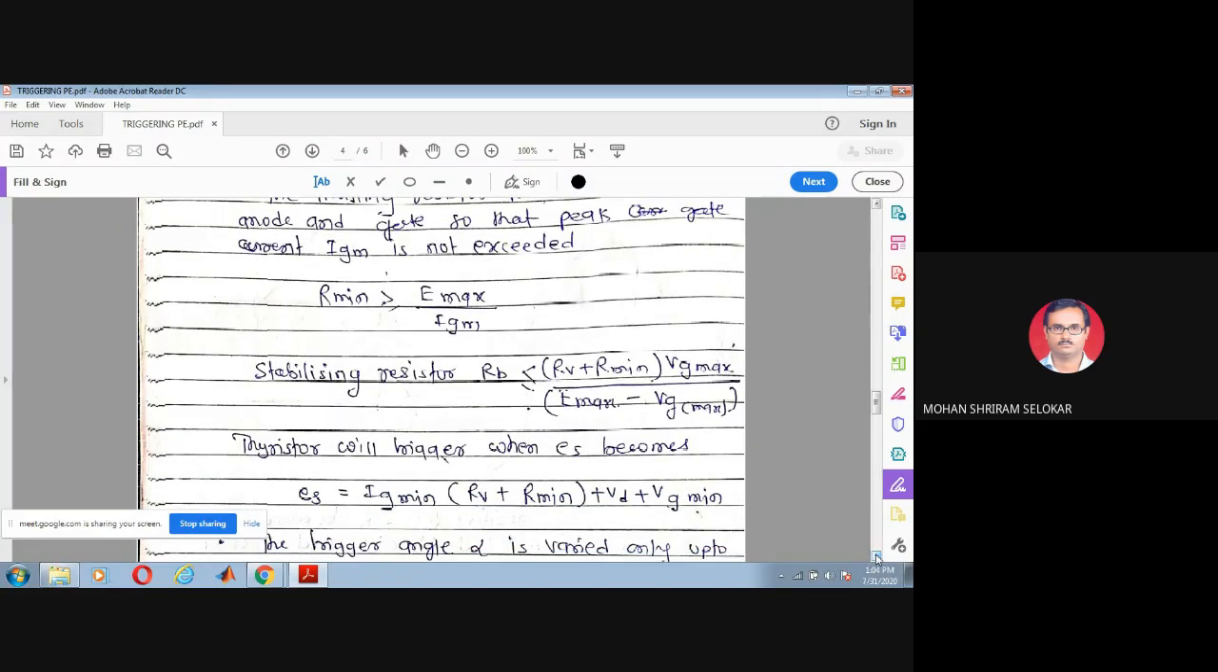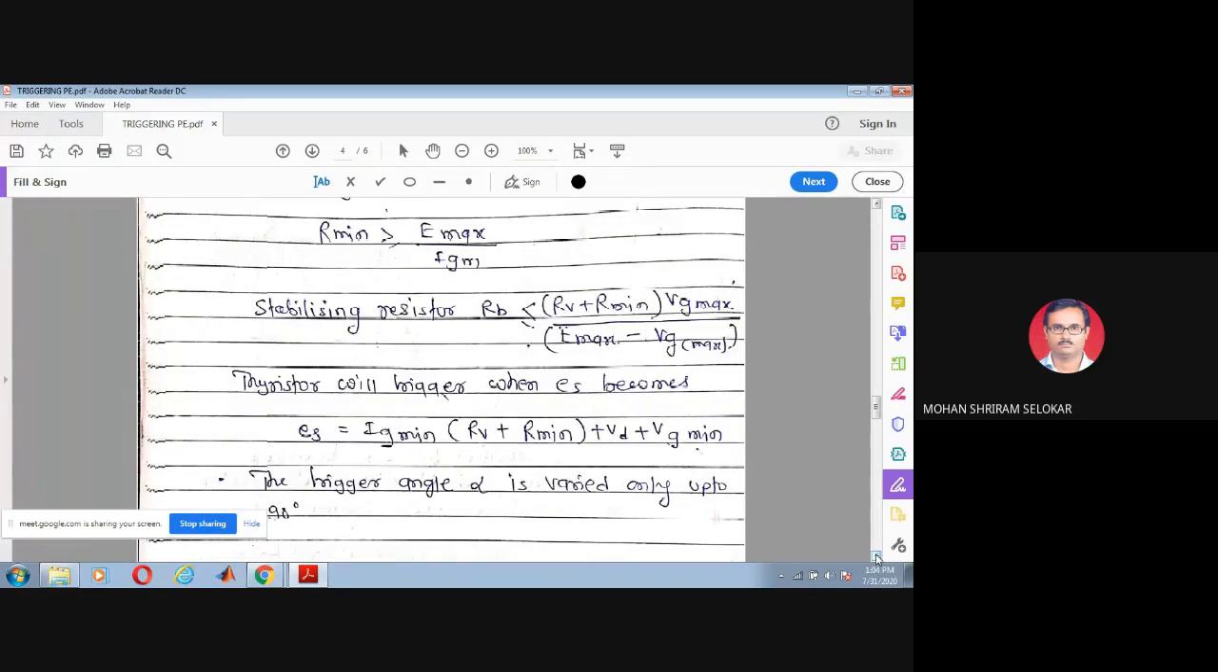Here, the thyristor will trigger when ES becomes equal to Ig min. As I said, it depends on the value of RV and Rmin. Rmin we have already given. It depends on the value of RV. So if you keep RV higher, your alpha will increase. Are you agree with this? Hello students.